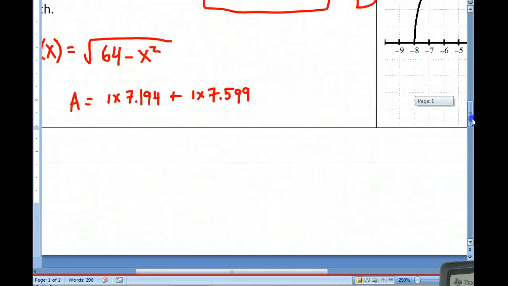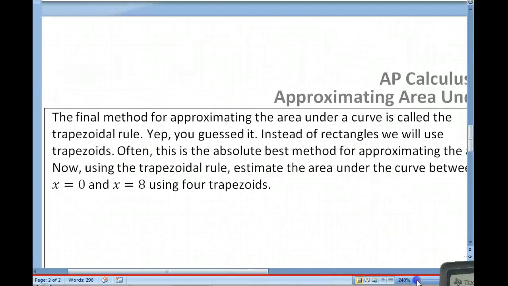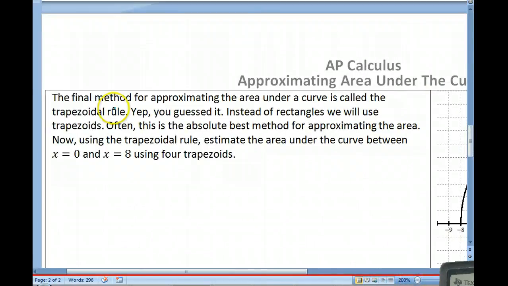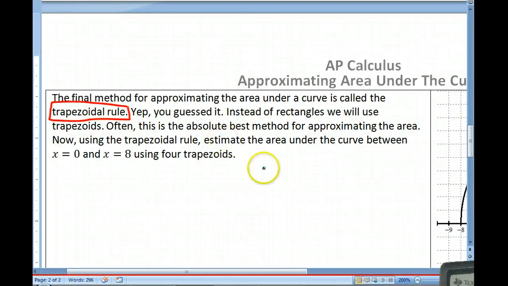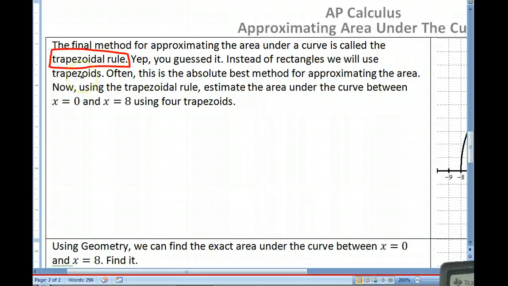Okay, the last type of approximation, the final method, is called the trapezoidal rule. Trapezoid. You have to say trapezoid like that. Trapezoidal rule. Robots say zoid.